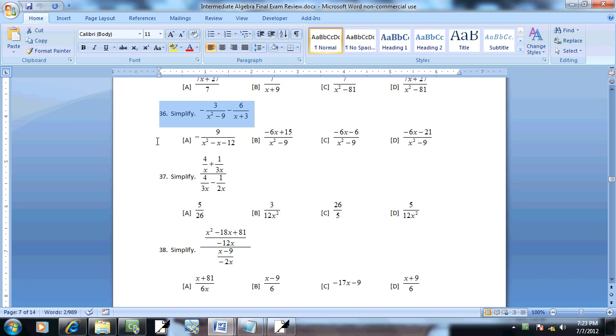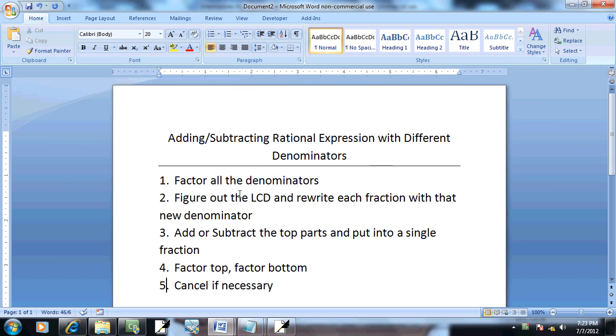And let's take a look at number 36. This is another adding and subtracting a rational expression. So review our steps: adding and subtracting rational expressions with different denominators.